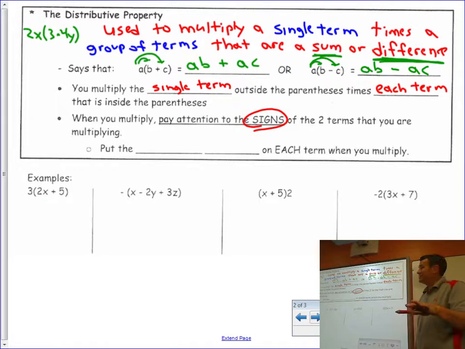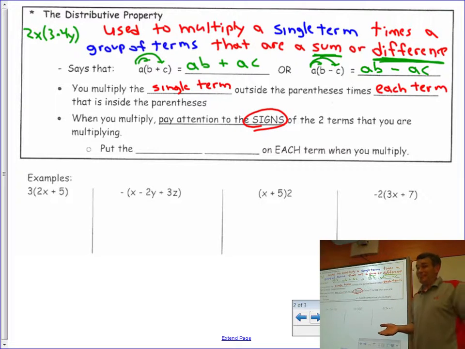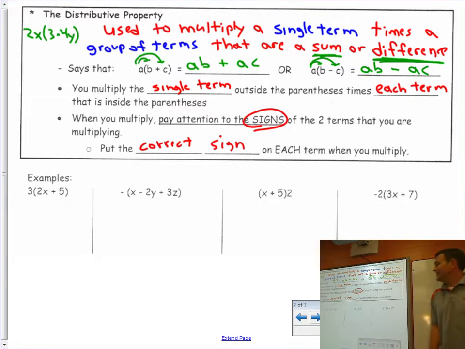And this goes back to a couple days ago when we were adding and subtracting. Don't forget, when a term has a sign in front of it, it might look like a plus or minus sign, but that is also the sign of the term. So if it's got a minus in front of it, it's negative when you multiply. Put the sign on each term when you multiply. Let me go through some examples.